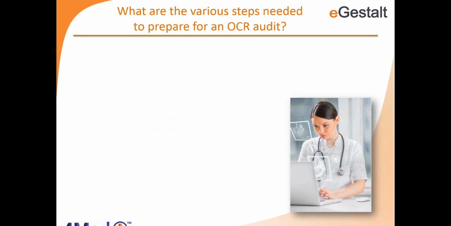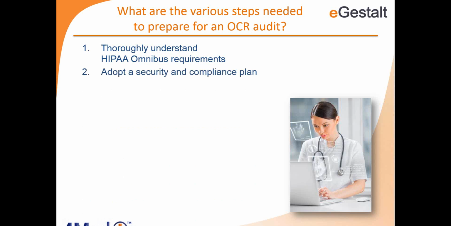So given what OCR is looking for from businesses from an audit perspective, what can businesses do to prepare themselves for an OCR audit? So let me talk about 7 steps here. First thing is to clearly understand the HIPAA Omnibus requirements, which is what I covered earlier, and to understand the scope of implementation, who's affected, and what does it mean to implement HIPAA Omnibus. And you'll see that really HIPAA Omnibus is about best practices from the security industry to protect PHI. So there needs to be a security and compliance plan put in place by the organization.